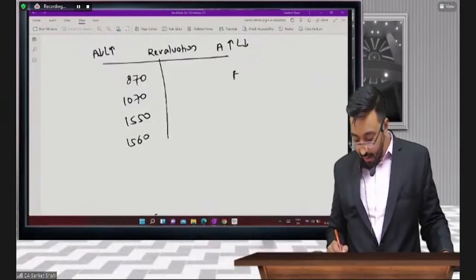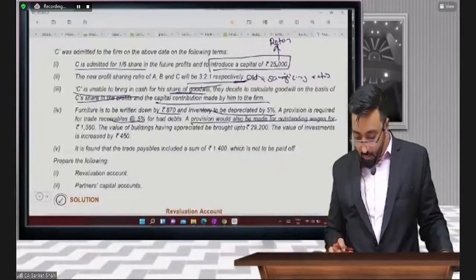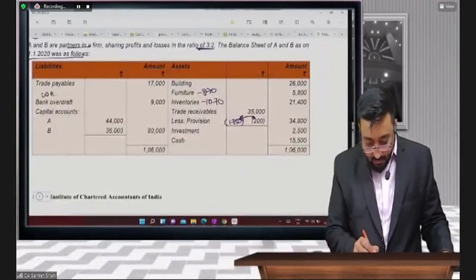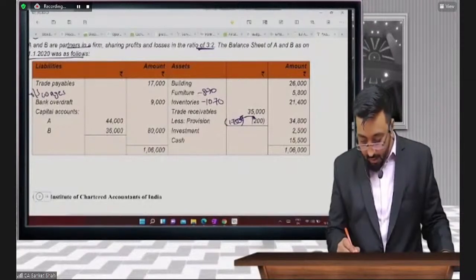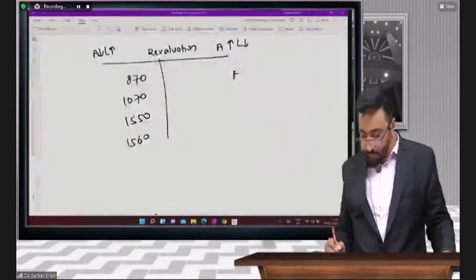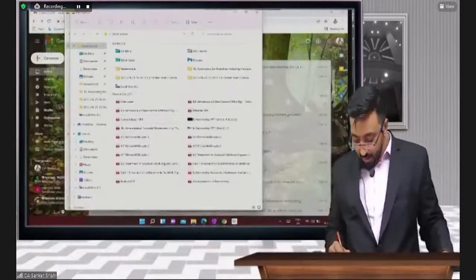A provision for outstanding wages is of 1560. अरे wages, liability increase ना. So 1560. So outstanding wages on the liability side, 1560. Two effects have been done, sir.